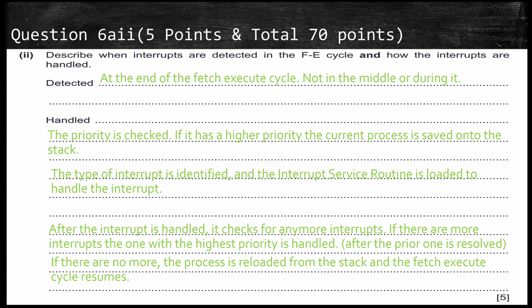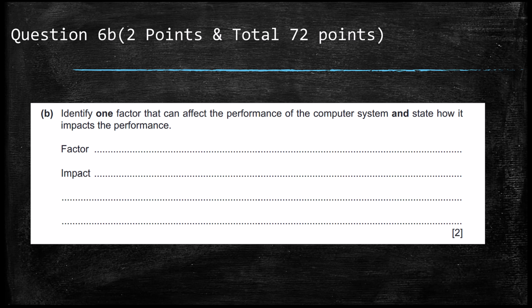Let's take a look at the last couple questions to get our full 75 on this paper 1 exam. Identify one factor that can affect the performance of the computer system and state how it impacts the performance. Nothing you can't handle. They want one. I'm going to give you 4 that you can choose from, giving you all the information you need, not just going through the questions and writing down some answers, but explaining it to you and giving you all the information you need. The most common factor that's going to be chosen most likely is going to be clock speed.